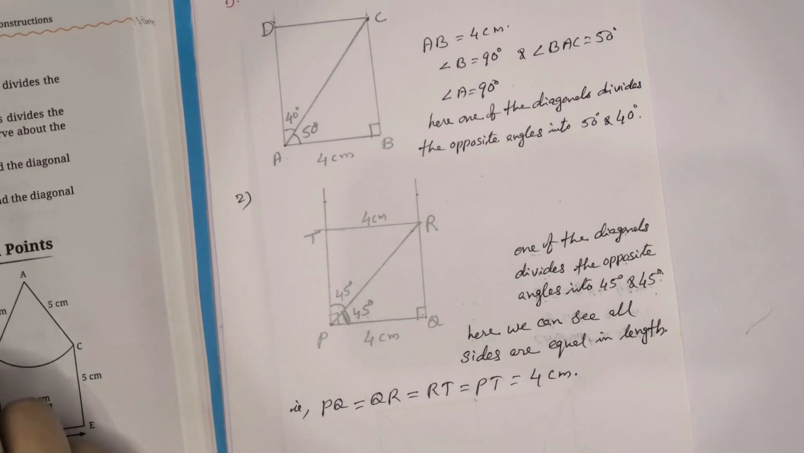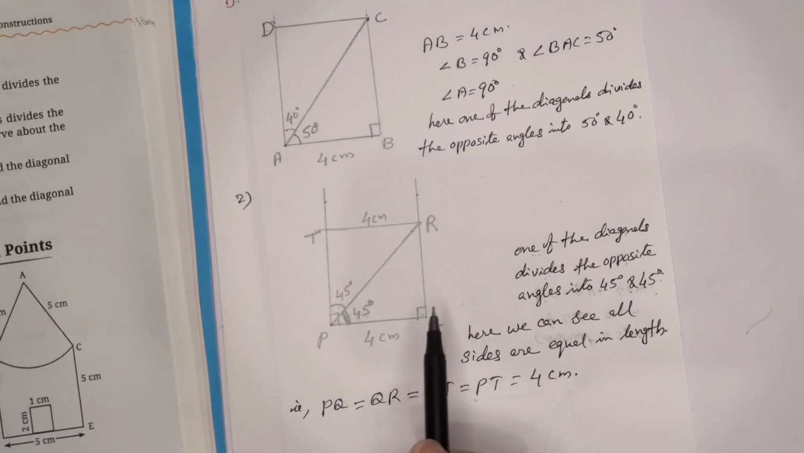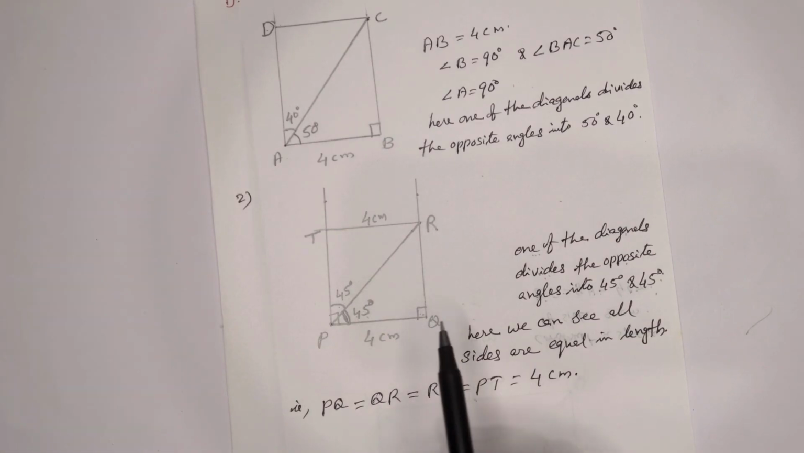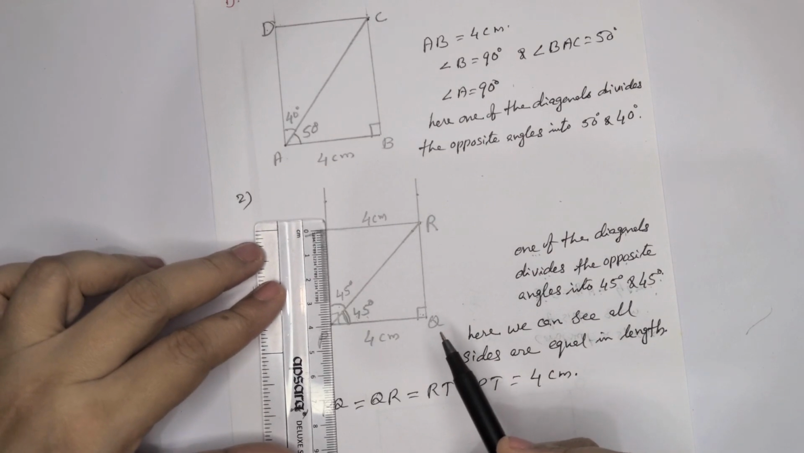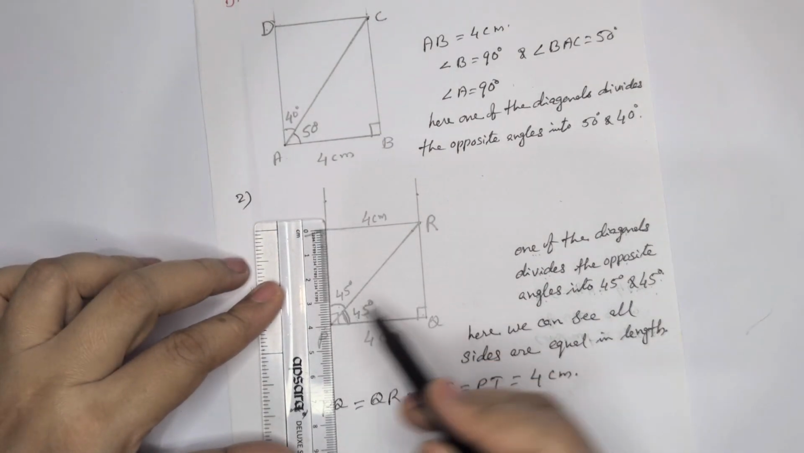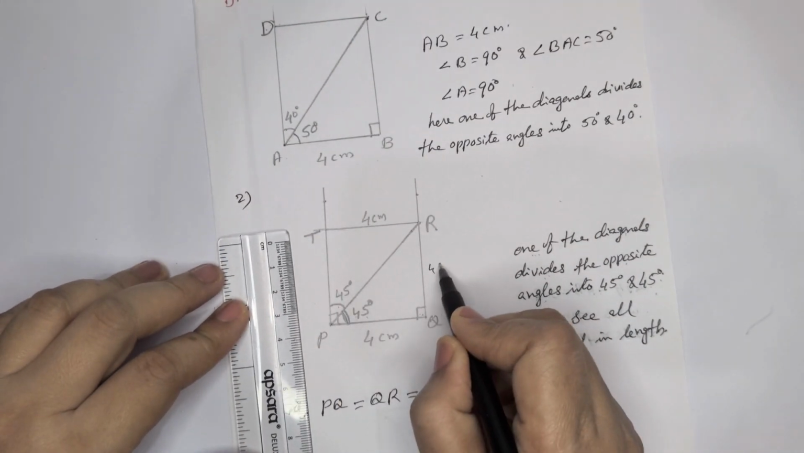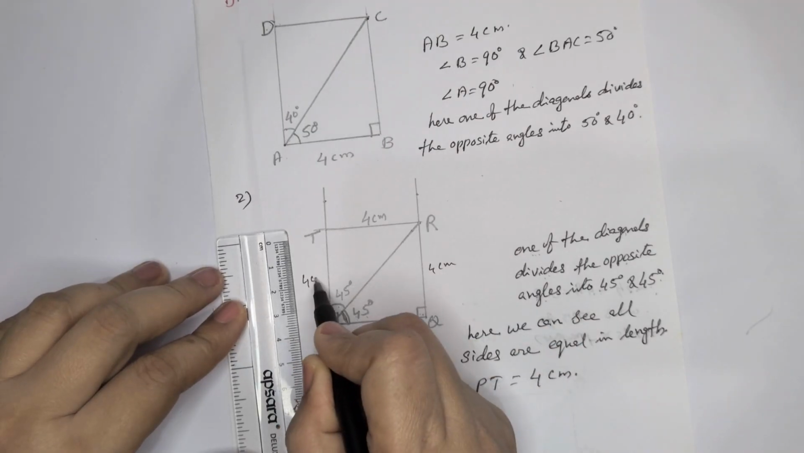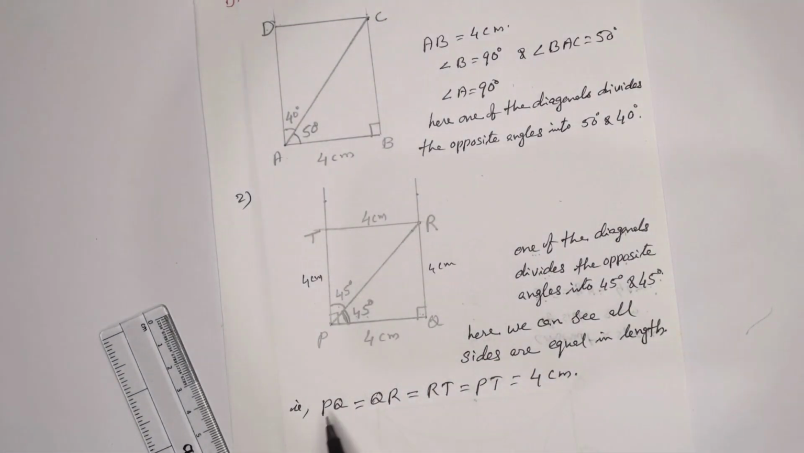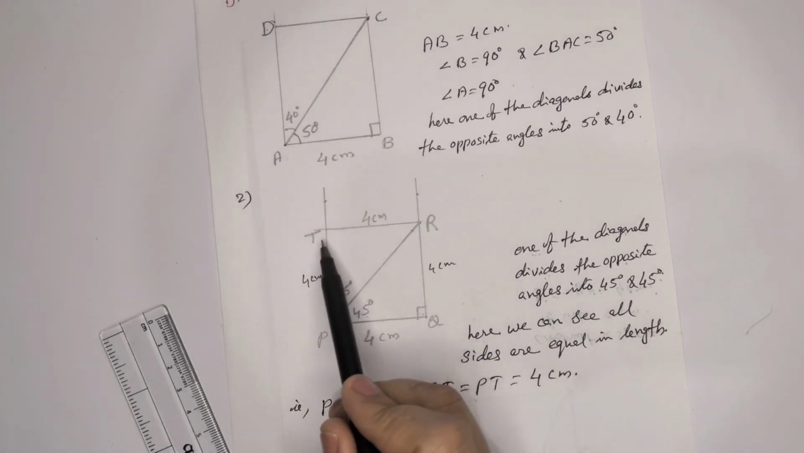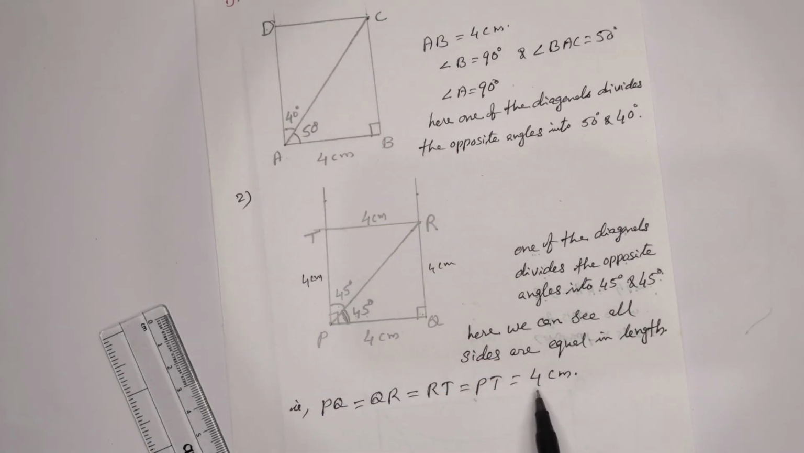Here the second part of that question: what do you observe about the sides? If we measure the sides, all sides are equal in length. This side also 4 centimeter. Correct, 4 centimeter. So all sides we got are 4 centimeter. So here we can see all sides are equal in length. PQ is equal to QR is equal to QT is equal to PT, all equal to 4 centimeter.